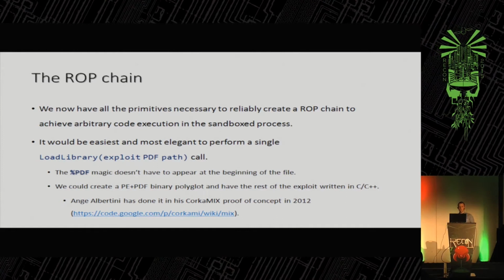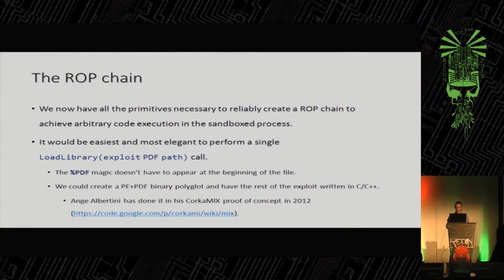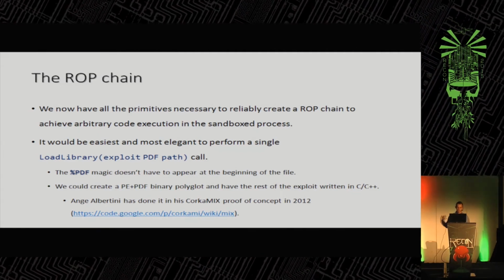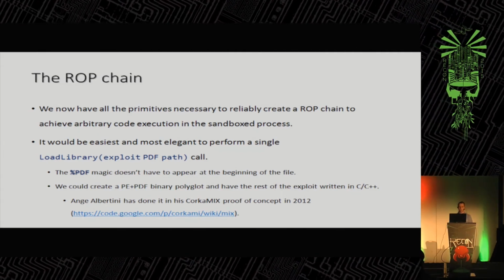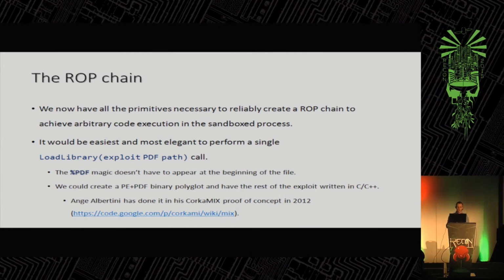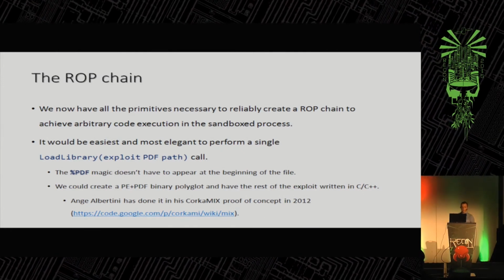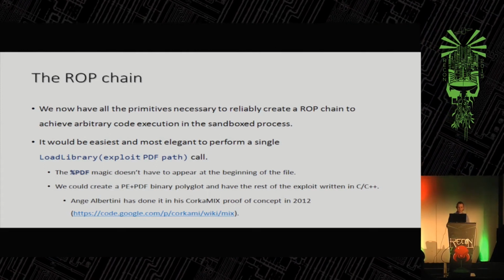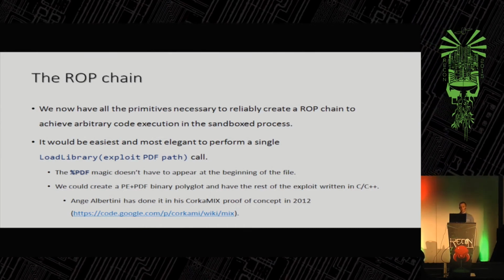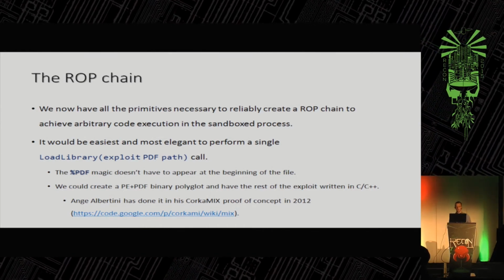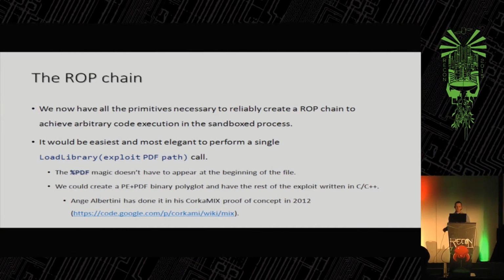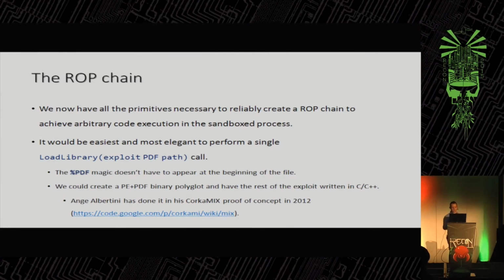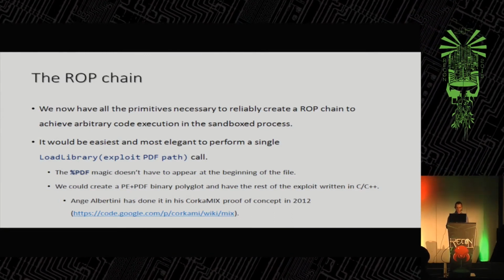And we can now think about what the ROP chain could do to make it as elegant as possible for us to continue the exploitation. So one thing would be to call a library with the path to the exploit PDF itself. Because the PDF magic doesn't really have to appear at the beginning of the file. It can be somewhere later on, I think in the first kilobyte or something. So we could just create a binary polyglot which would be both a PE and a PDF file. And the PE file would be a DLL that has the second stage code that we can execute. And Ange Albertini has already done it as a proof of concept in 2012.